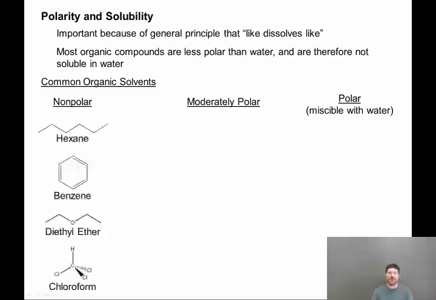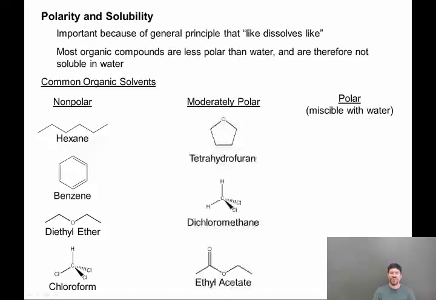The nonpolar ones, we have hexane, benzene, diethyl ether, and chloroform. For the moderately polar ones, we have tetrahydrofuran, which is sometimes shortened to THF. And I like to say that tetrahydrofuran looks kind of like ether with its arms tied around its back. But the fact that it has its arms tied around its back means that it's going to have a permanent dipole pointing up towards that oxygen now, isn't it?